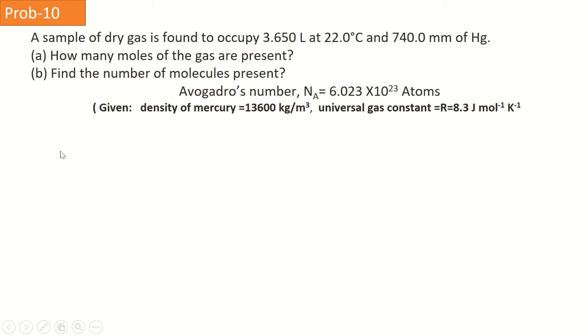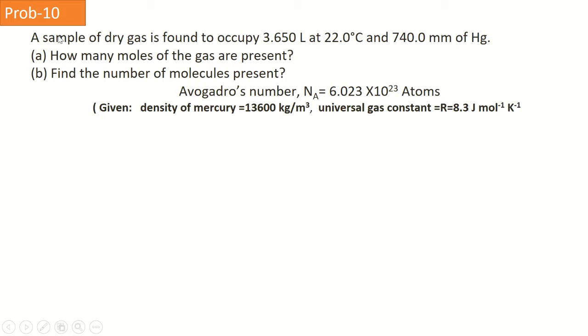Problem number 10. A sample of dry gas is found to occupy 3.65 liter at 22 degrees centigrade and 740 millimeter of mercury. And there are two parts for this question. How many moles of gas are present? So here you have to find how many moles are there. And in part B, find the number of molecules present. So here you have to find the number of molecules present in the gas.